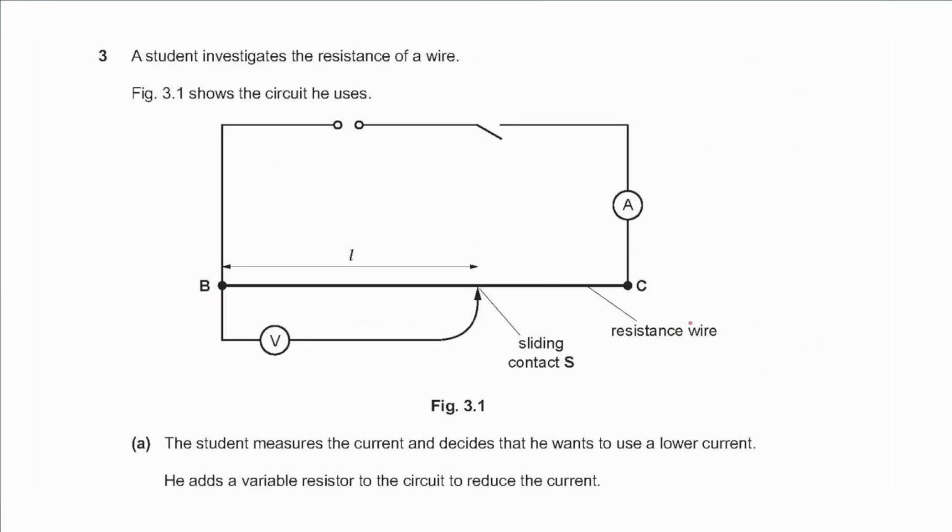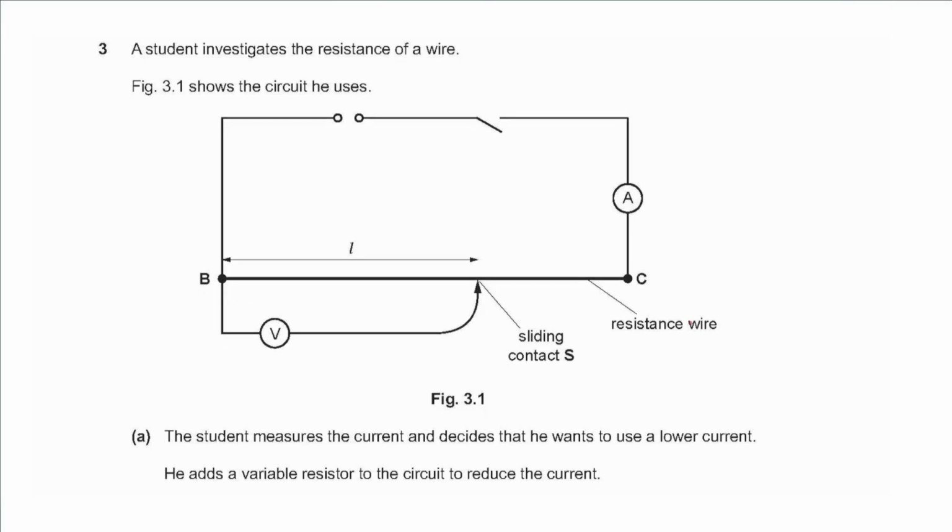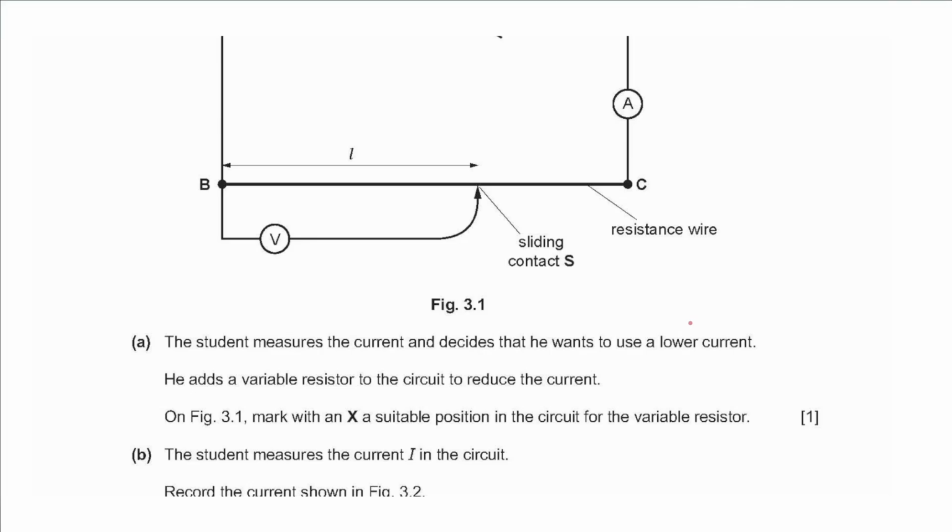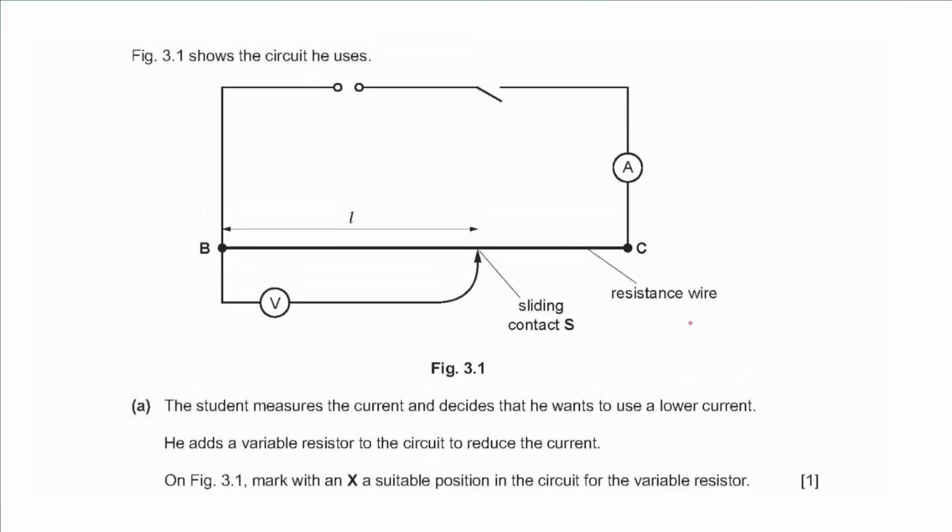Question 3 says a student investigates the resistance of a wire. Figure 3.1 shows the circuit he uses. Part A says a student measures the current and decides that he wants to use a lower current. He adds a variable resistor to the circuit to reduce the current. On figure 3.1, mark with an X a suitable position in the circuit for the variable resistor. So it must be in series with the components connected. So we can, for example, point it here. It said label it with an X. We can place it anywhere on the wire already drawn. We do not form another branch or a parallel connection.